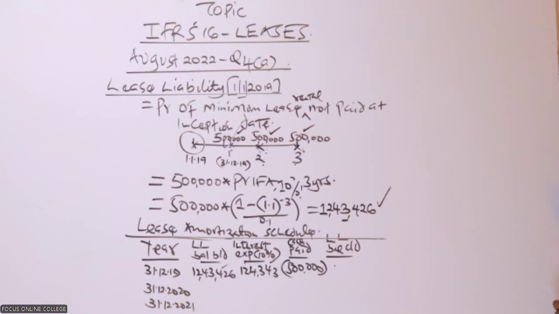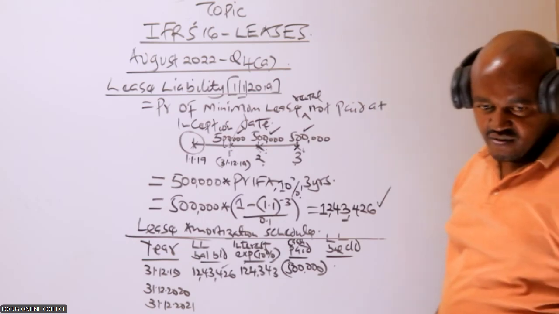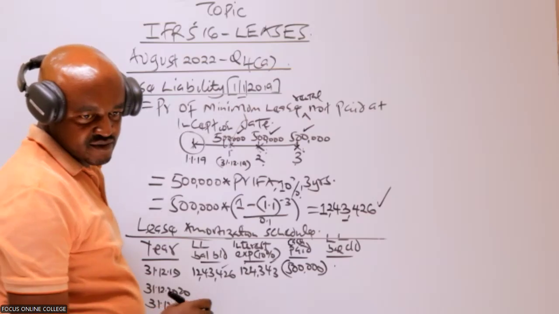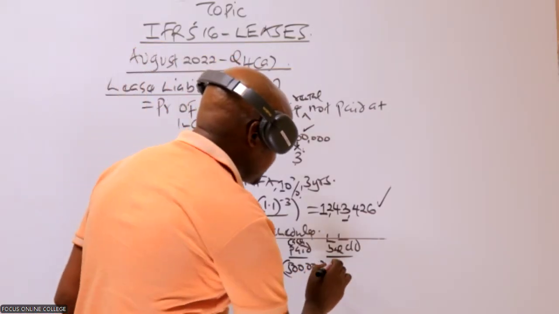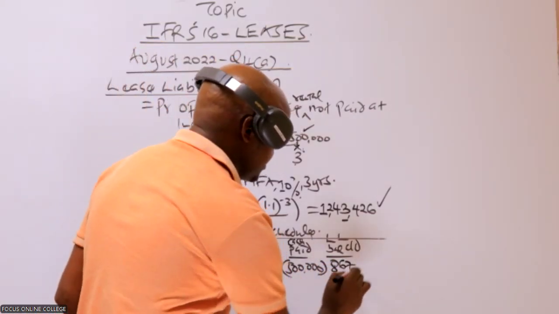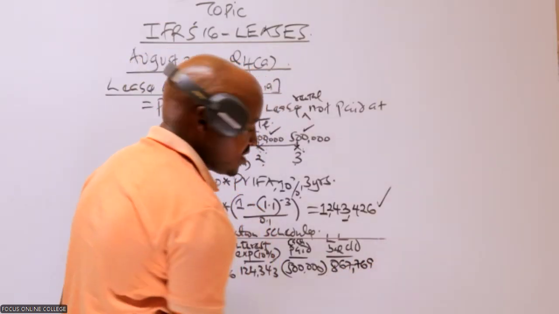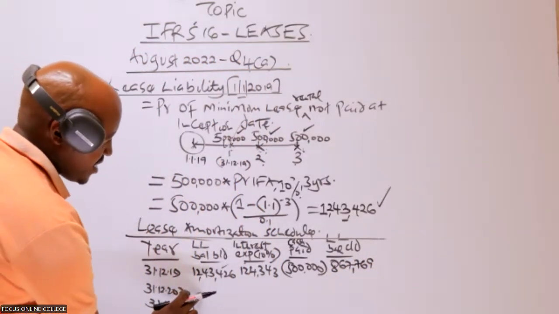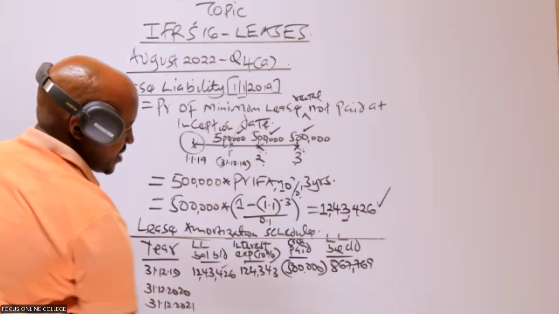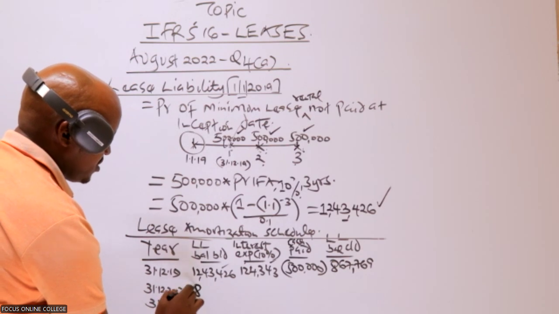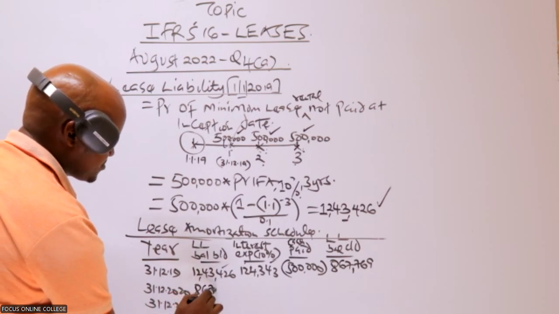What are you getting? 867. 769. So that now will be the opening balance. The loan balance at the end of year one will be the loan balance at the start of year two. That will be the opening balance here.